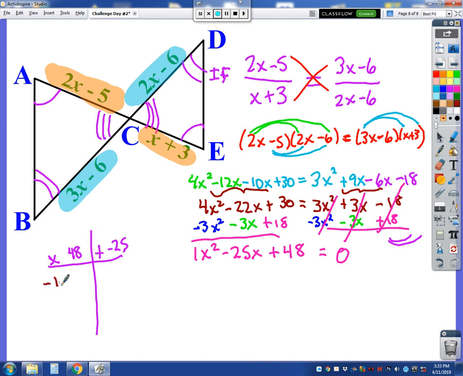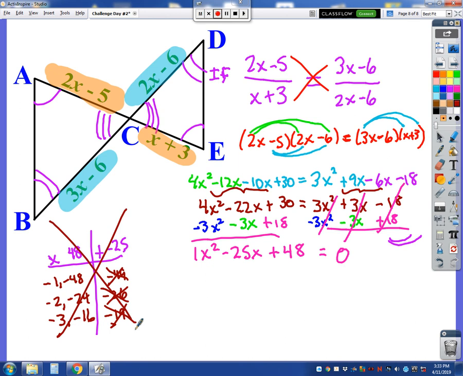So if I had negative 1 times negative 48, well, that adds up to be negative 49, so too high. Negative 2 and negative 24. Those add to be negative 26, really, really close. But watch what happens when I find the next factors, which would be negative 3 and negative 16, adds up to be negative 19. I've skipped over negative 25, right? To get from negative 26 to negative 19, there's nothing going to be in between negative 2 and negative 3, which means this will not factor. This means we're going to have to use the quadratic formula.